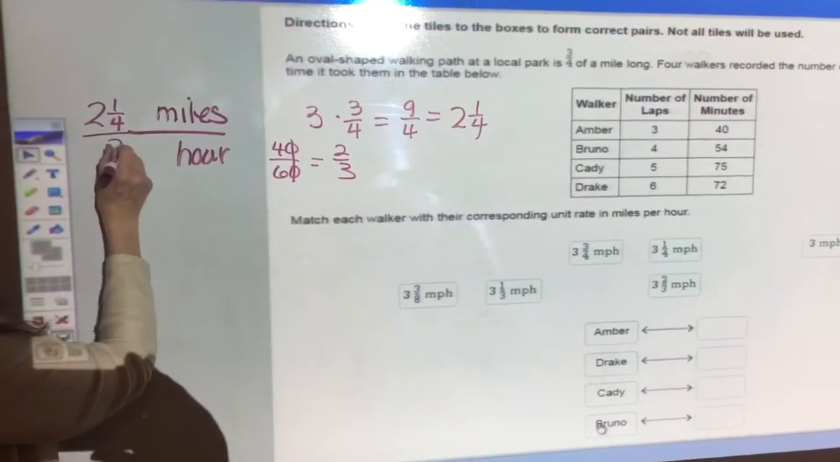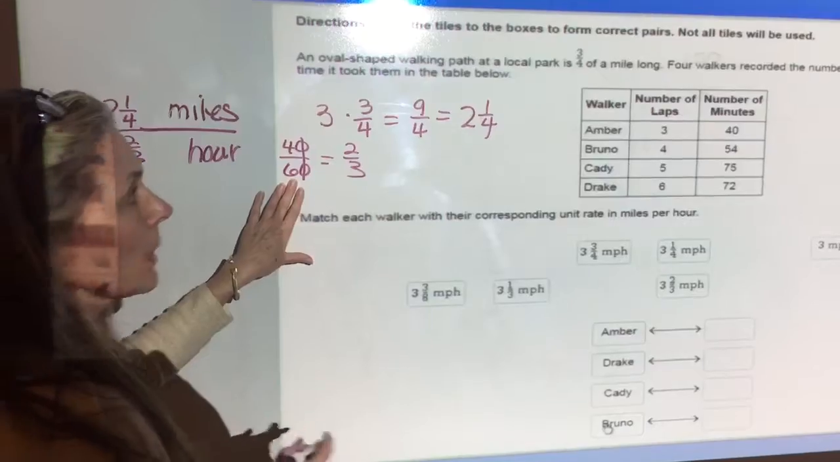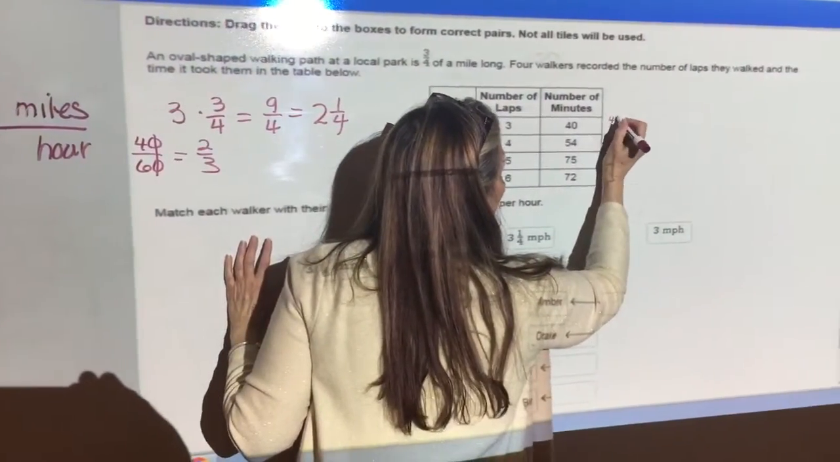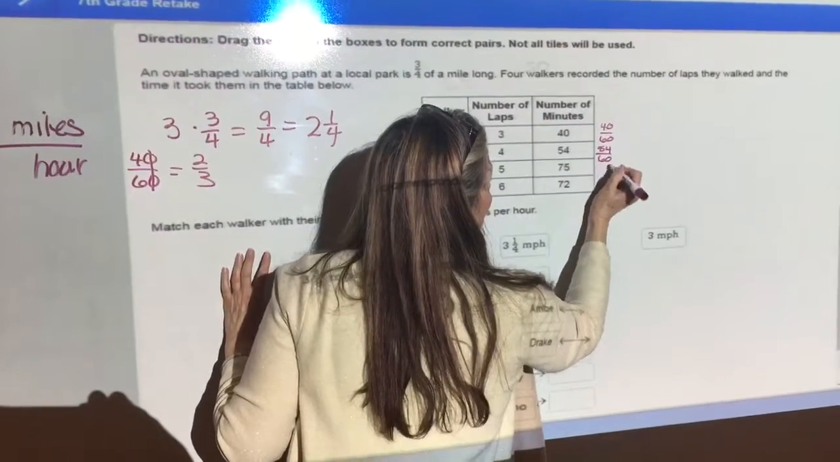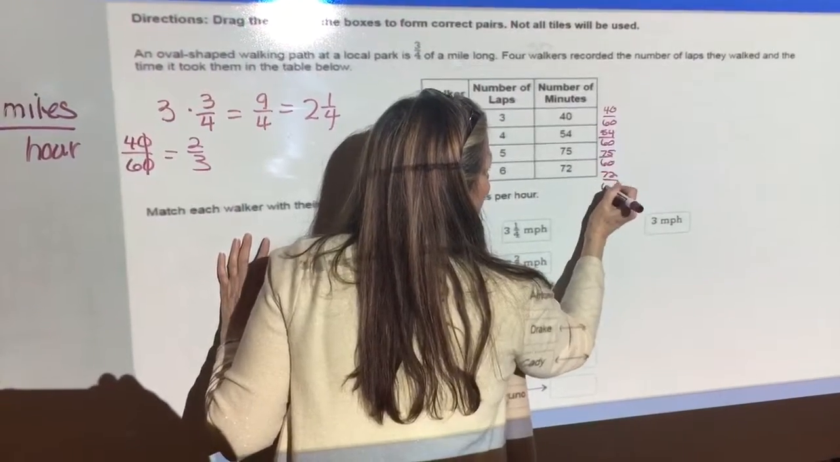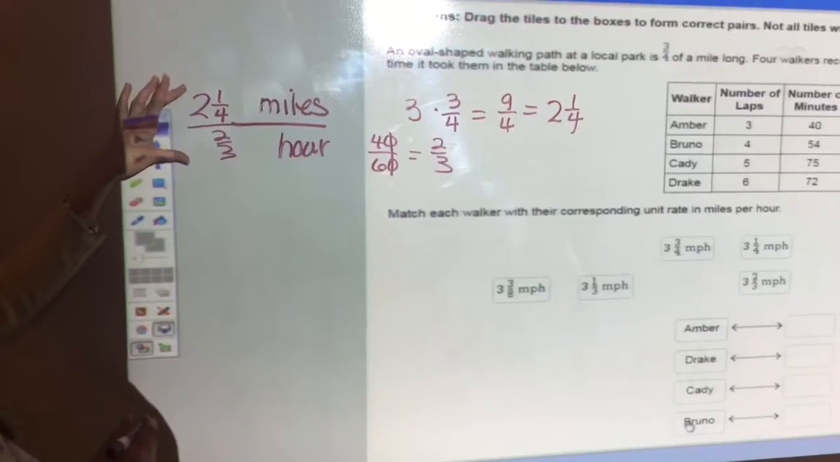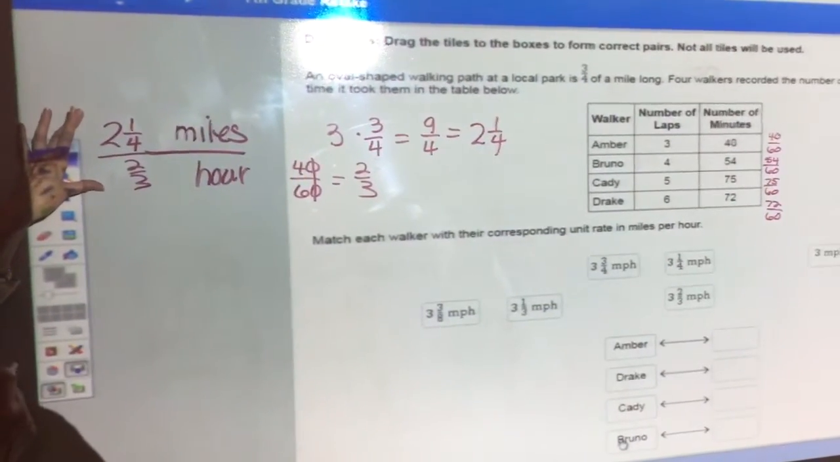So 40 minutes, 40 over 60, divide them both by 2, reduces to 2/3. And where'd you get the 60 at, Miss Gross? Oh, the 60, it was 60 minutes in an hour. Perfect. So I'm going to convert all of these to hours, because they want it in miles per hour. So good question. Alrighty, so now we have 2 1/4 miles in 2/3 of an hour is how far Amber went.